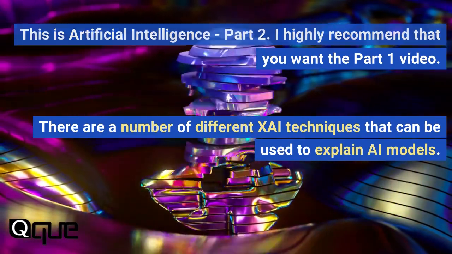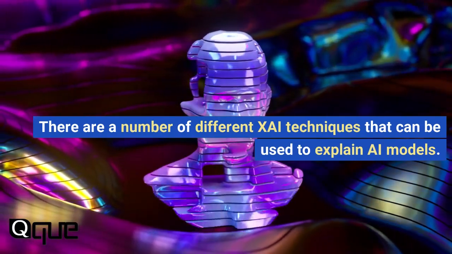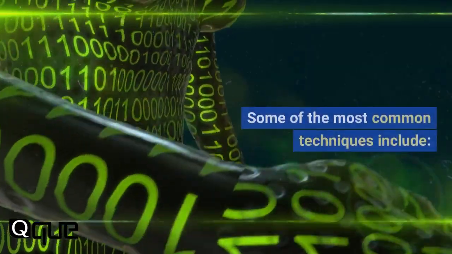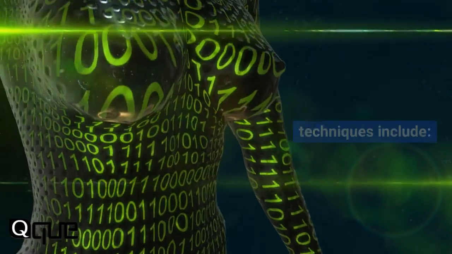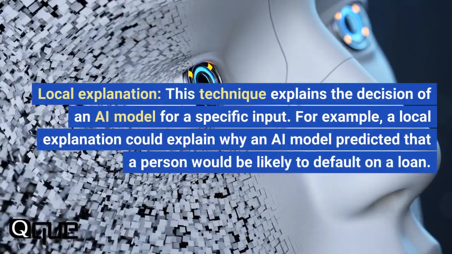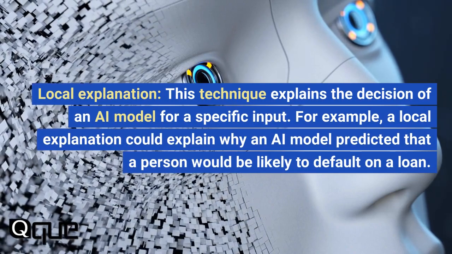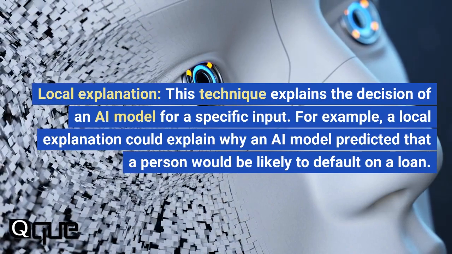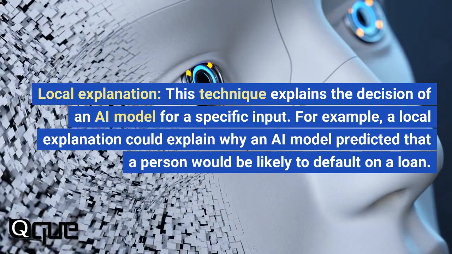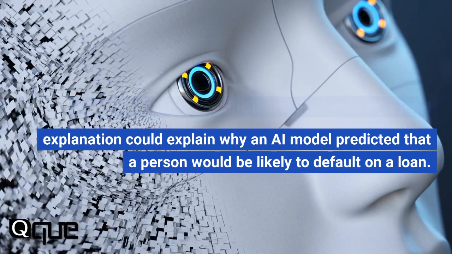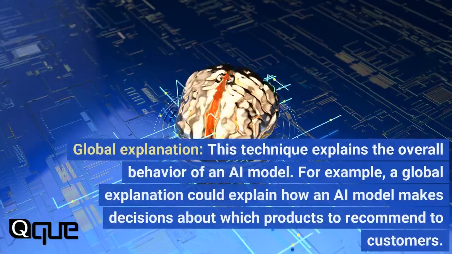There are a number of different XAI techniques that can be used to explain AI models. Some of the most common techniques include local explanation. This technique explains the decision of an AI model for a specific input. For example, a local explanation could explain why an AI model predicted that a person would be likely to default on a loan.